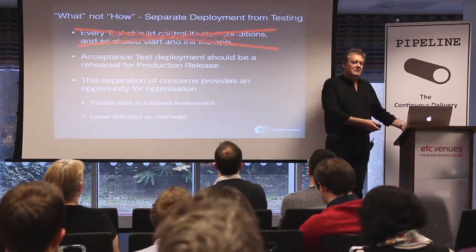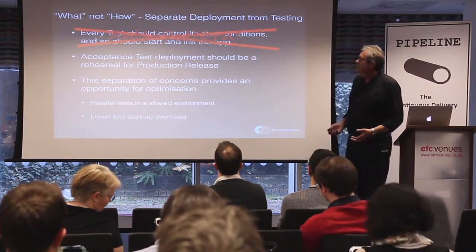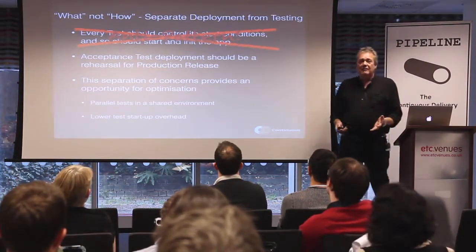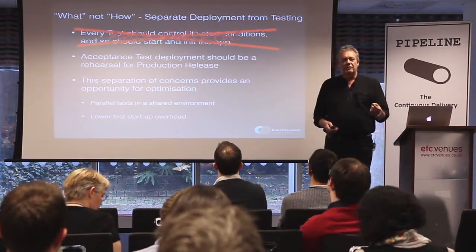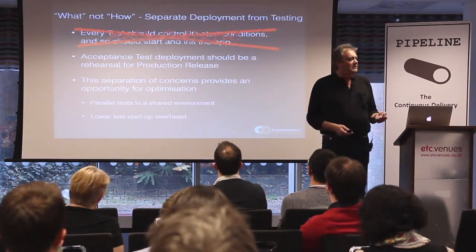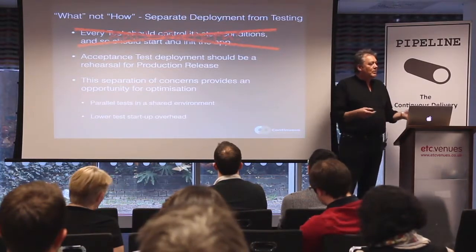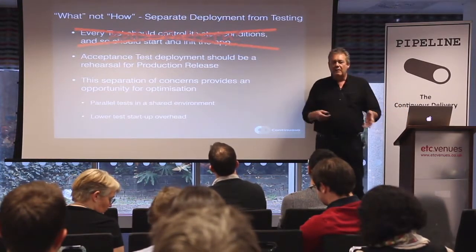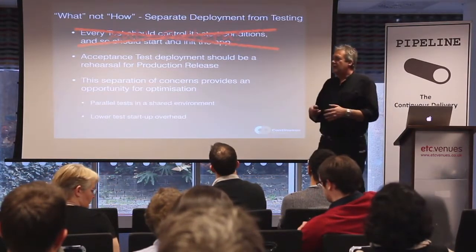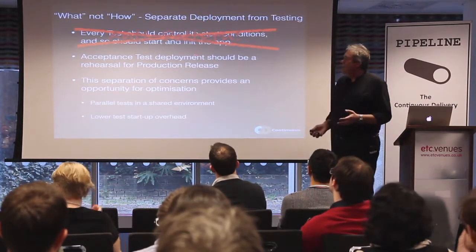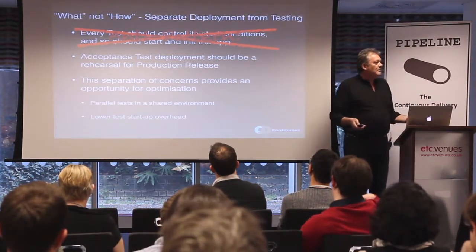So we want to separate the decision of when we deploy things from when we test things. We want to isolate the tests differently. Acceptance test deployment should be a rehearsal for production release. That's absolutely true. What we want to be doing through a process of continuous delivery is, by the time we get to the point of release into production, to have a very high level of confidence that our release is going to work. We want to have validated that. So we want to be using the same mechanisms for deploying the system into our test environment that we will use when it's ultimately put into production, including any data migration or data provisioning or anything else. And this is our first chance.